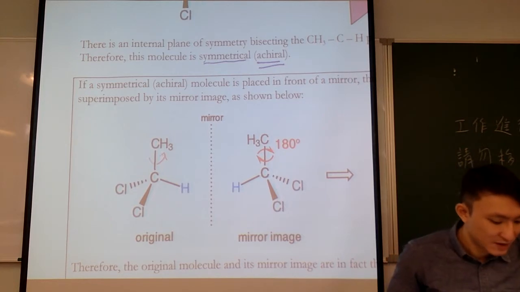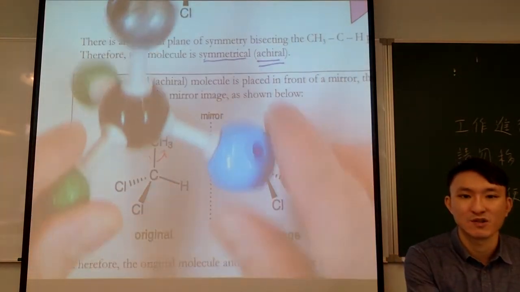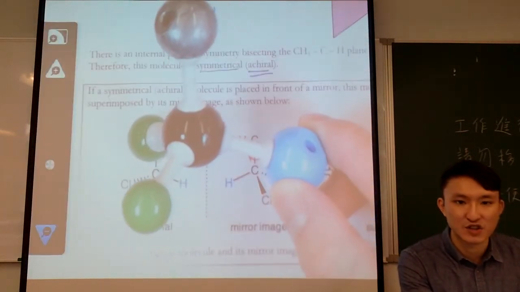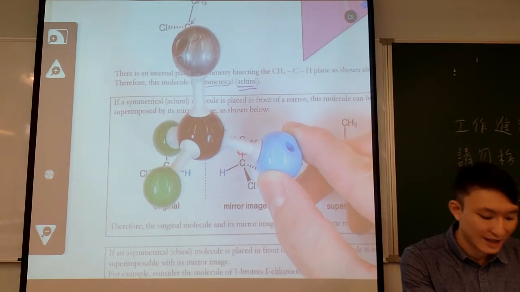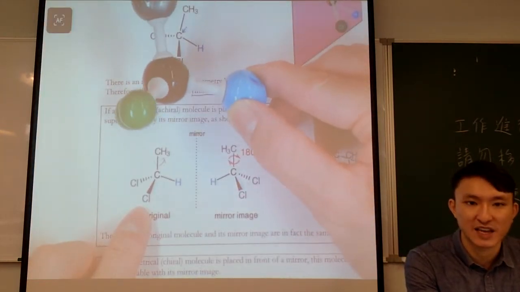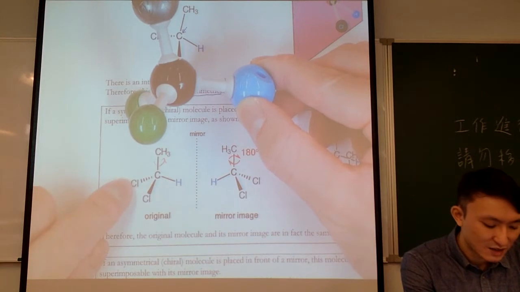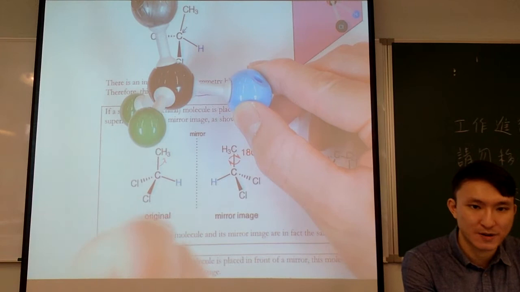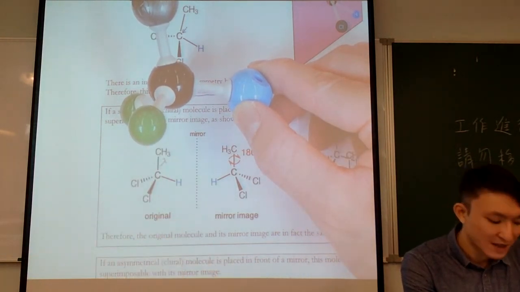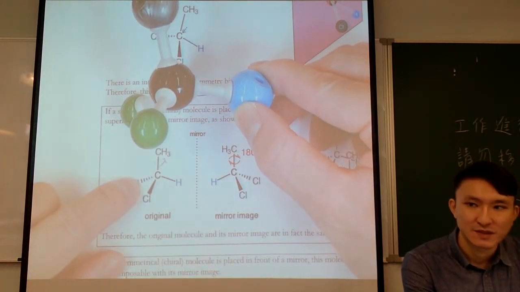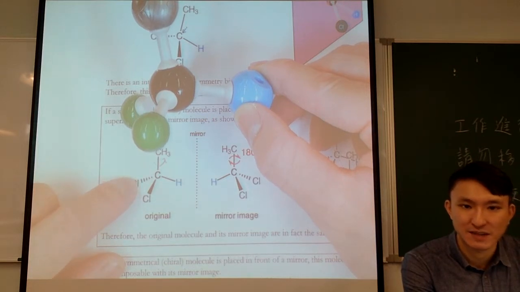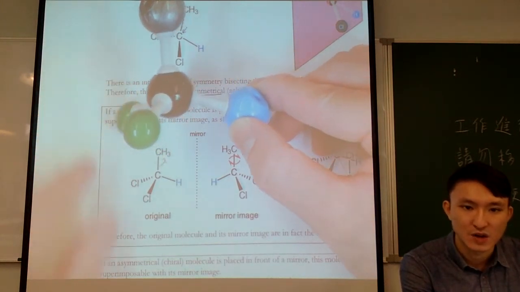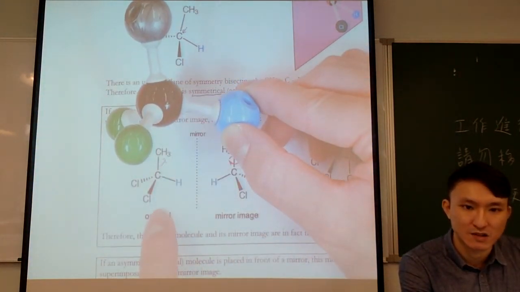Now, let me show you. I built this model early on. This one is actually the same as this one. And remember, the wedges mean this atom is pointing out of the paper, towards you. And the dashes mean that the atom is pointing into the paper, so in this case, pointing away from you. So this one corresponds to this.